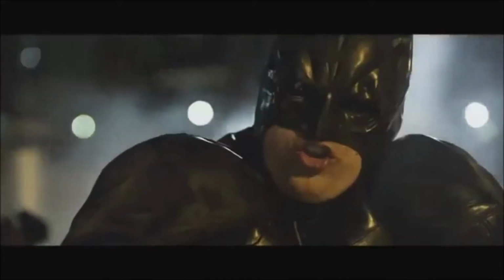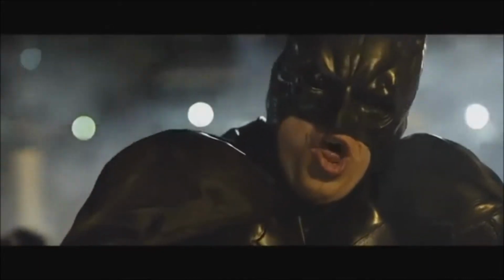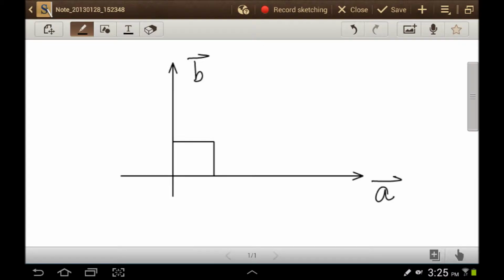Wait, what? I said, what is orthogonality? Orthogonality is equality of two lines intersecting at right angle. In this figure, vectors A and B are orthogonal to each other. This is more of a math definition.